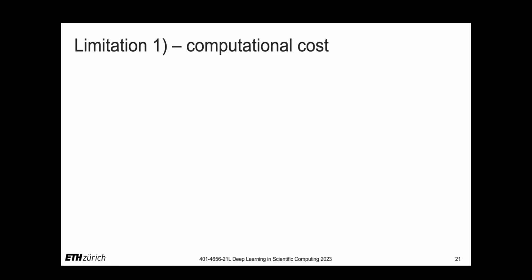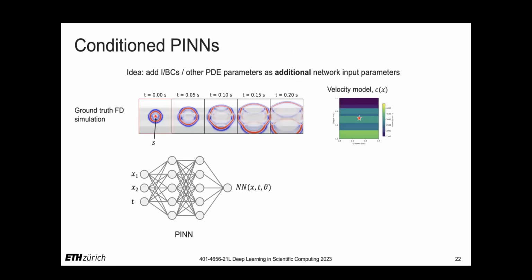Okay, so I'll tell you. What you can do is something called conditioning of the PINN. Say, for example, for this wave equation simulation, I actually want to learn a model that can simulate many different source locations. So I want to shift the location of the source and be able to get the solution at many different source locations.